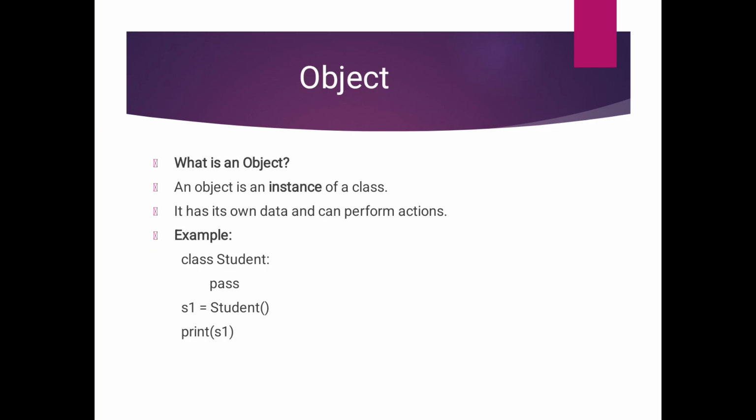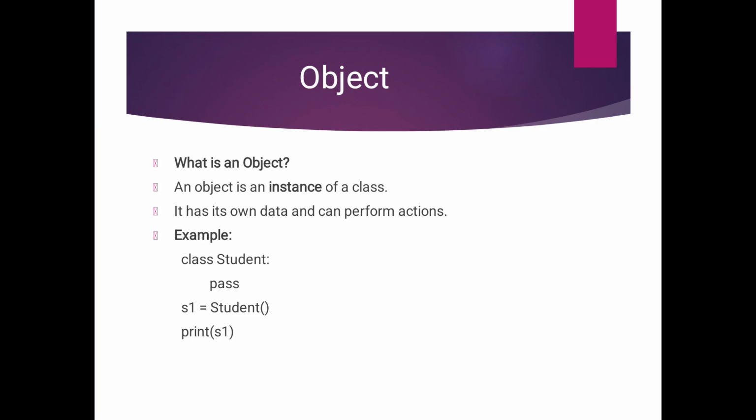Now, let's understand object. An object is an instance of a class. In simple words, an object is the real thing created from a class. For example, if student is a class, then John and Blessy are objects of that class. We can create multiple objects from the same class, and each object can have its own data.